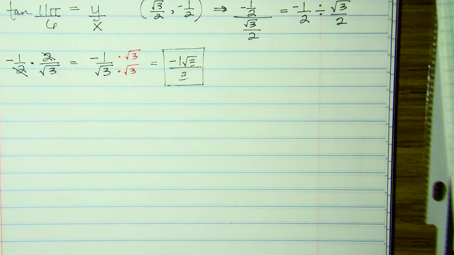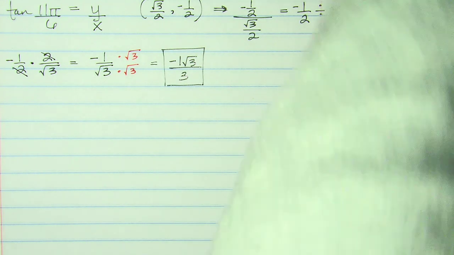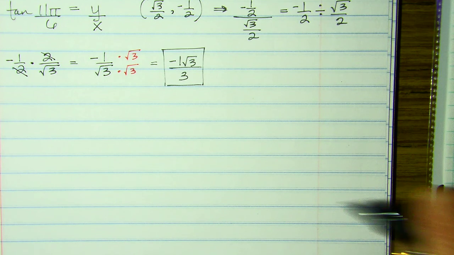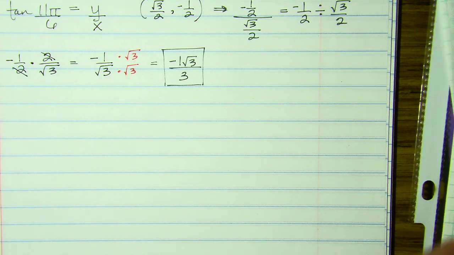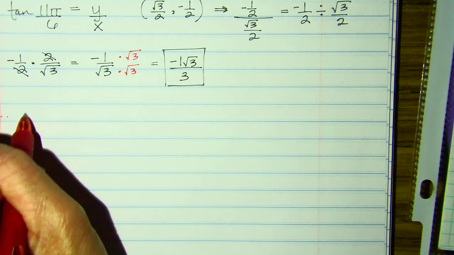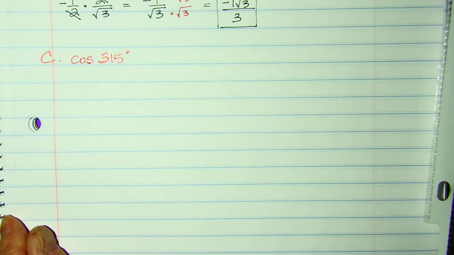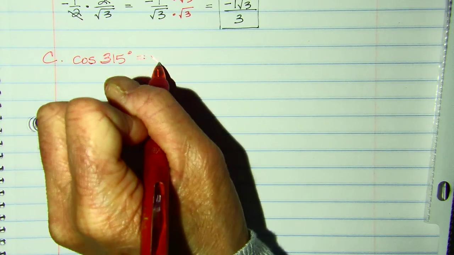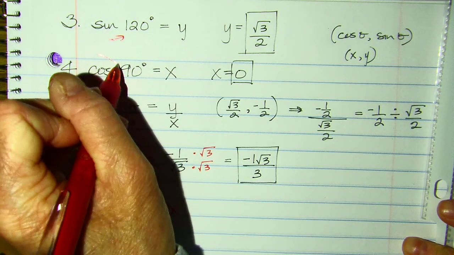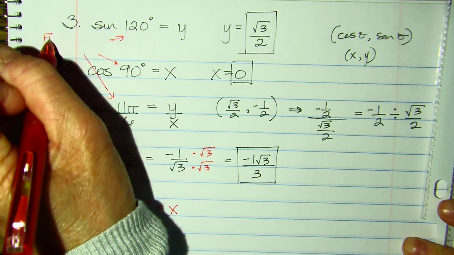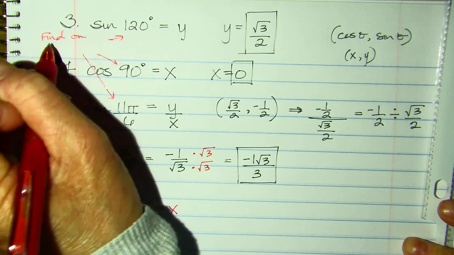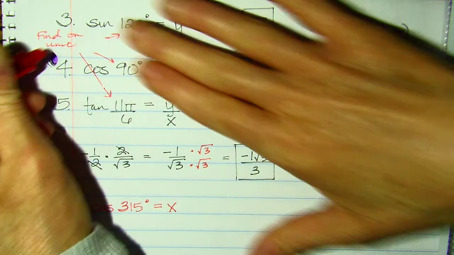So let's try the couple in the book. Sorry, that's part C and D. So part C says to find the cosine of 315 degrees. Now I wrote it up above earlier, but cosine represents our x value. So for all of these, I'm going to write a little note up here. Find on unit, whoops.